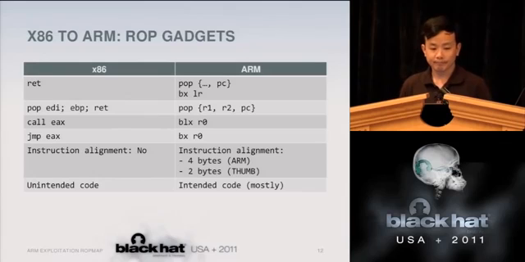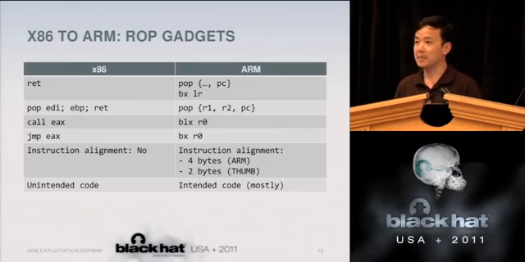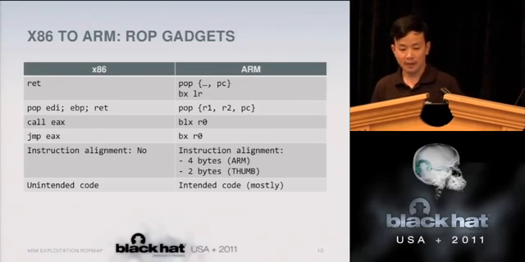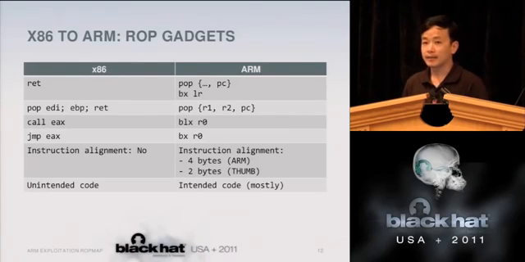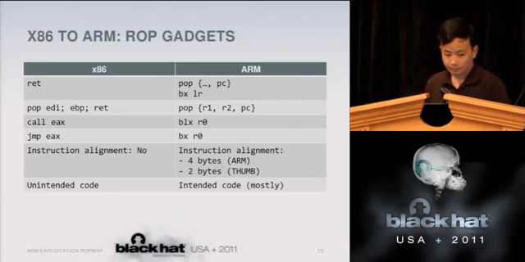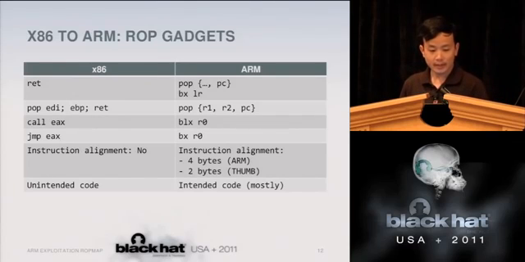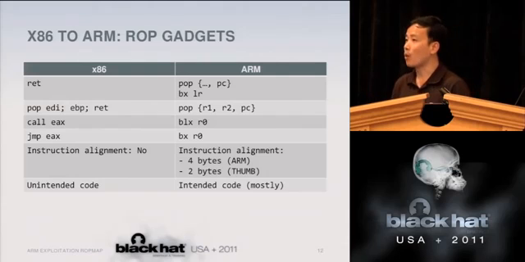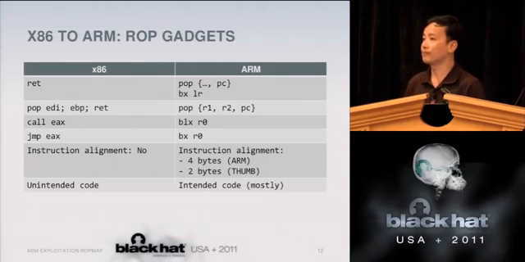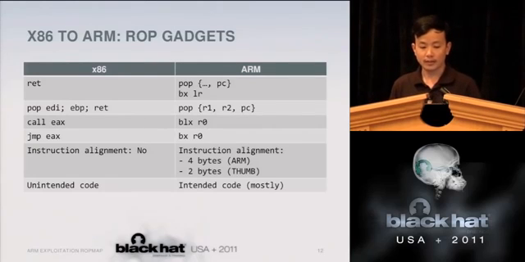For ROP gadgets, on x86 we are looking for the ret instruction. In ARM architecture, the equivalent is pop something, then PC. It can be treated as a ret. BX LR, a jump to the link register, also works. For example, in x86, a very common ROP gadget is pop, pop, ret. In ARM, it's just one gadget: pop R1, R2, and PC. So it may be different. And for indirect gadgets like return in ECX or jump EAX, we have in ARM BLX register or BX register.